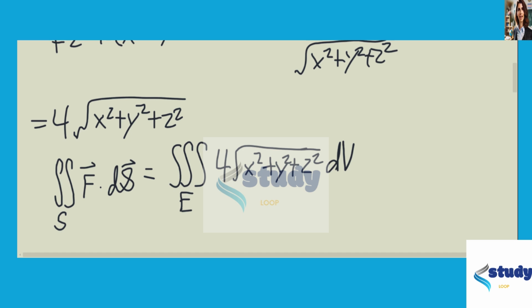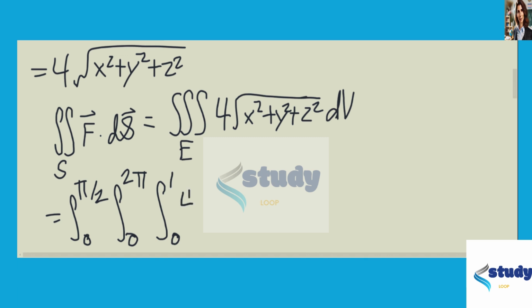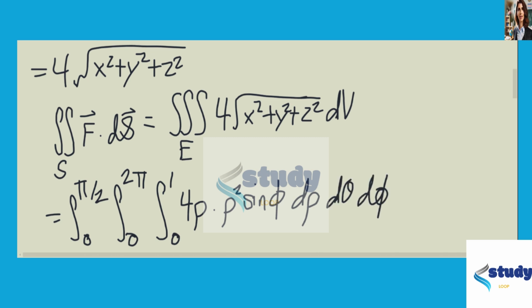So making the switch, this becomes the iterated integral from 0 to pi over 2, integral from 0 to 2 pi, and integral from 0 to the radius of our sphere, which is 1, of our function in terms of spherical coordinates. So we have 4 times rho times the differential rho squared sine phi d rho d theta d phi.